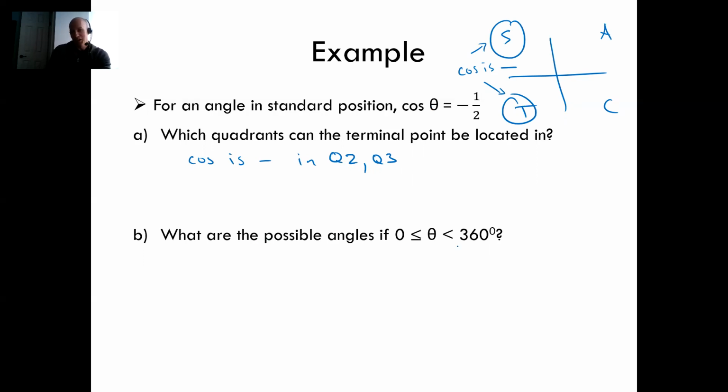Okay, what are the possible angles if theta is somewhere between 0 and 360 degrees? We have to say this, by the way, because if I don't give you a limit, you could keep spinning around and around forever, and you could go up to like 10,000 degrees. So we're actually just limiting to one full rotation. And we're not allowing negative directions either.